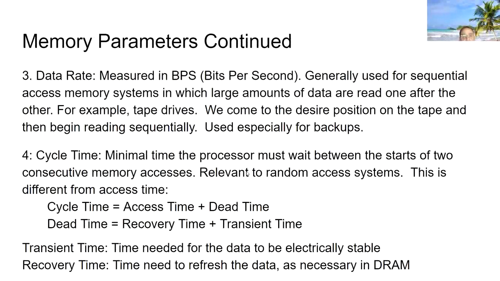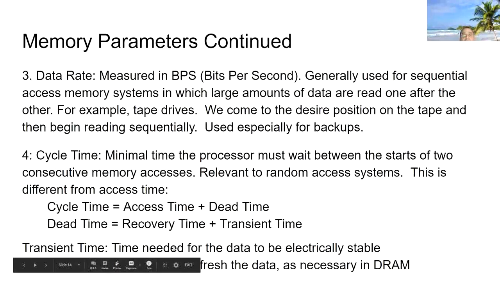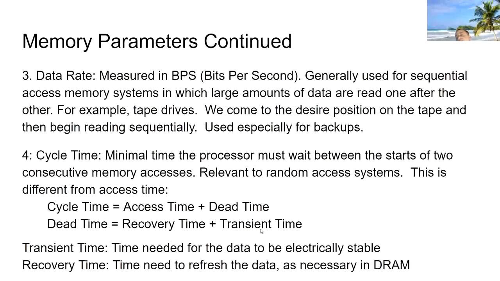But not just that length, it's the access time and also a certain thing called dead time. Now, what is dead time? Dead time is two more things added, recovery time and transient time. What are those? Transient time is the time needed for the data to be electrically stable, which means that the data got to the register, but it's not yet stable. It's still going up and down a little bit. It's like if you pour water into a cup, it takes a few seconds for the water to stop shaking and for it to reach the level that it's supposed to. Same with electricity. When you put electricity into a certain bit, it might have too much at the beginning, it might have too little, and then it stabilizes.